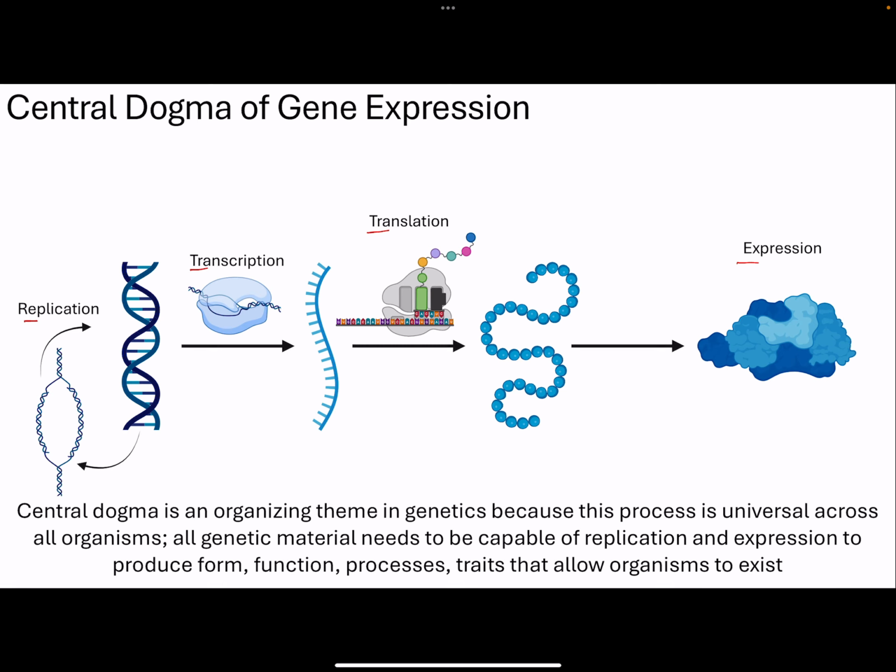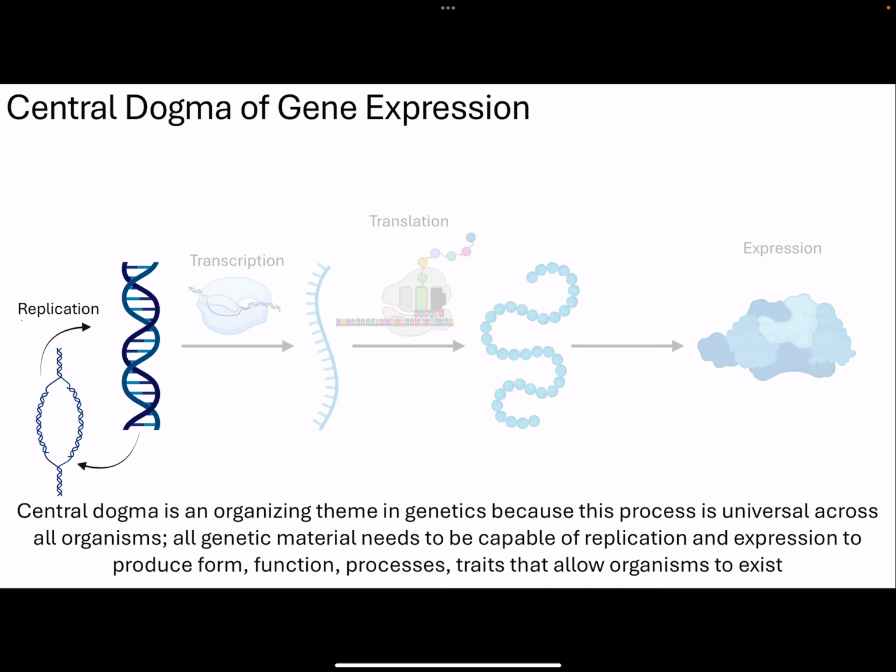All genetic material needs to be capable of replicating and being transmitted to the next generation of cells or individuals, and it needs to be able to express some information so that you can have form, function, processes, or any other kind of trait that you would be interested in measuring in an organism. Today we're going to focus on the DNA replication aspect of the central dogma, taking information in the DNA double helix and going through the process of replication so that it can be transmitted to the next generation.